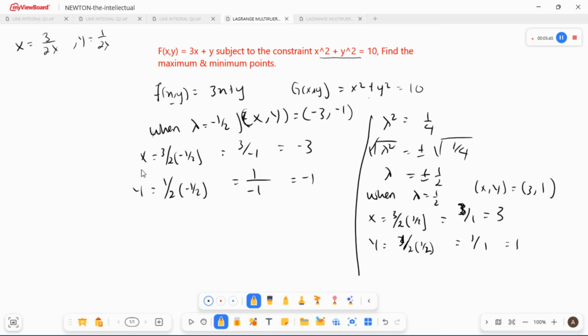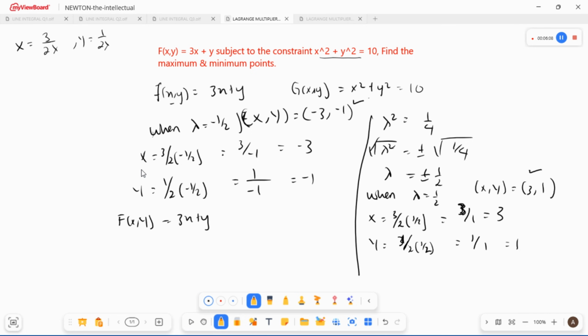minus 1. So now that we have these points, we have to find, is it this point that is maximum, or is it this point that is maximum, and which of them is going to be our minimum point. Now how do we do that? We do that by plugging it into f of x comma y, right, equals 3x plus y. So the values that will give us the maximum value will be our maximum point, and the values that will give us the minimum value will be our minimum point.